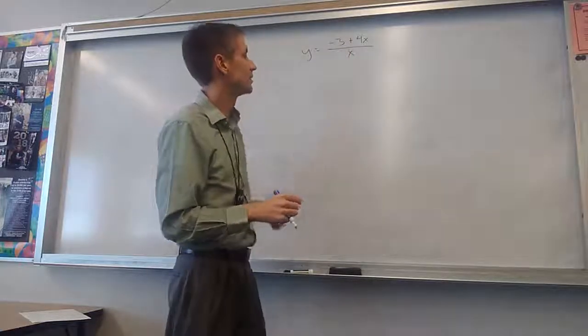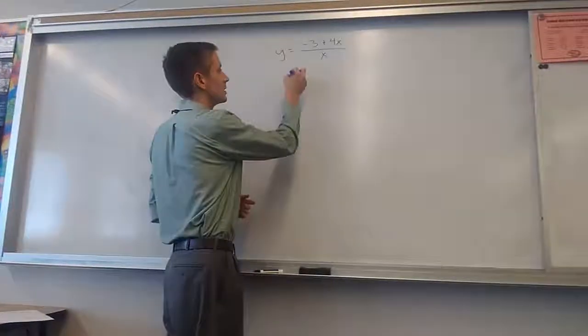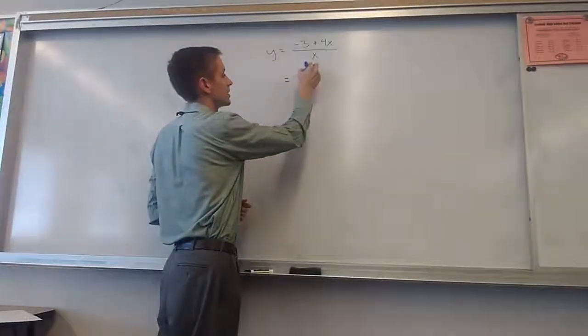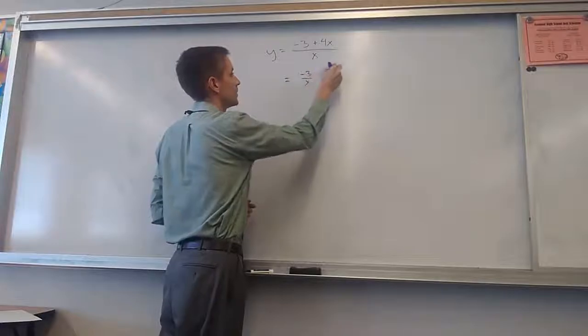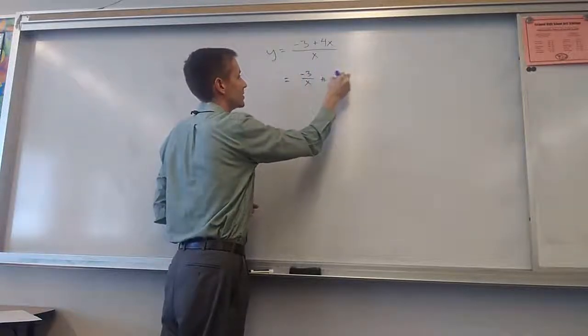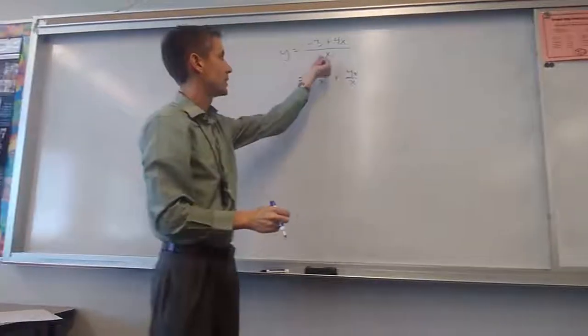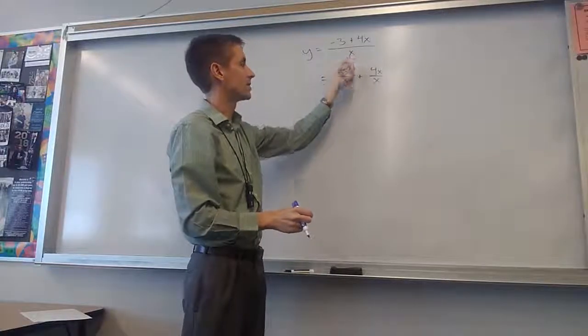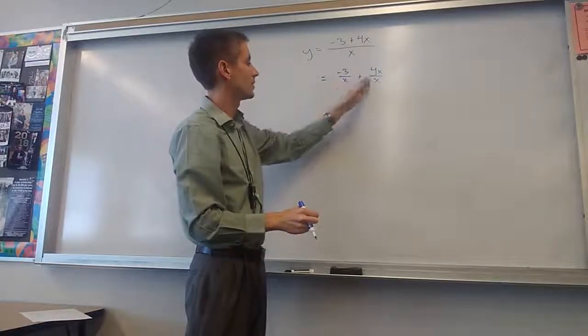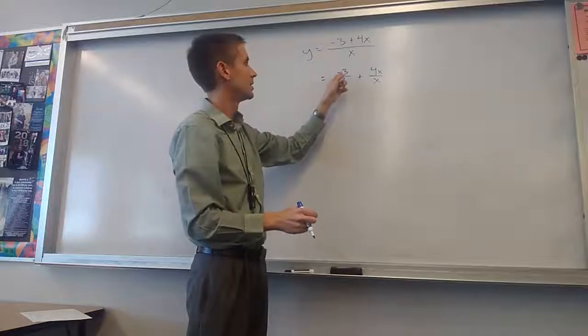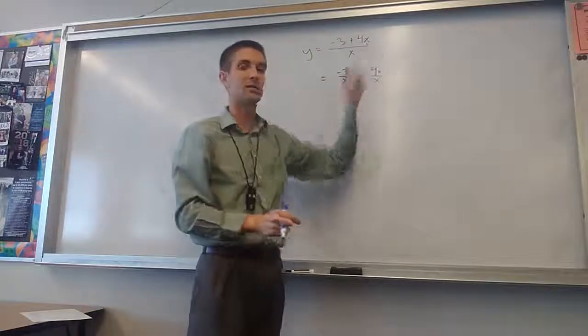So the first thing I might do with this is rewrite this function as negative 3 over x plus 4x over x. Anytime I have a combined rational function or a combined fraction, I can split that up, making both fractions have the same denominator, and then each fraction gets a piece of that numerator. Now, why would I want to do that?